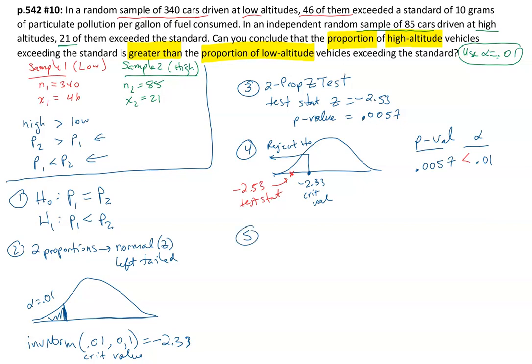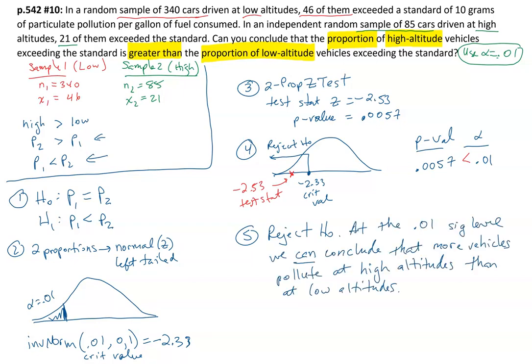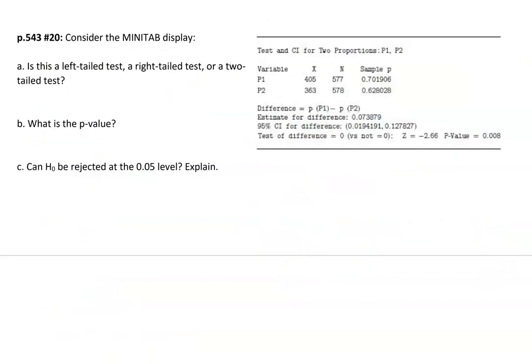Our first part of our conclusion is that we are going to reject the null, and then we write some sort of statement about the conclusion. Here's what I wrote. At the 0.01 significance level, we can conclude that more vehicles pollute at high altitudes than at low altitudes. Right? The proportion of all these vehicles that are polluting, some portion of the cars are polluting, and there's more of them at the high altitudes than at the lower altitudes. All right, so hopefully that felt somewhat familiar because it's the same structure and just a new piece on the calculator. There really aren't any surprises in this section.